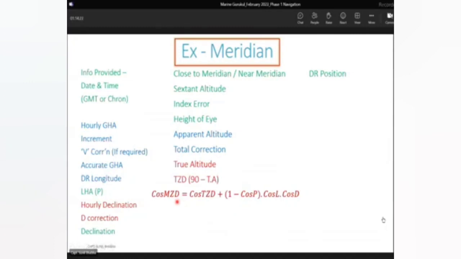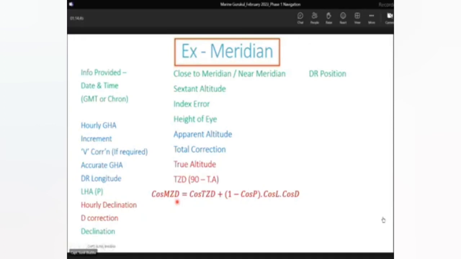Nowadays we are not bothered because we are getting a real-time position from GPS, and the day's work can be easily calculated from 1200 to 1200, whether you take a sight or not, whether there are clouds or not, whether there is rain or not. But in the olden times, when GPS satellite position fixing was not there, this was the only method with which the day's work could be calculated.